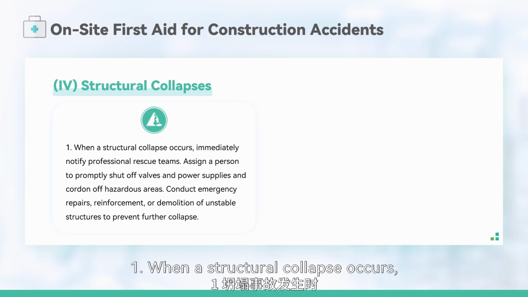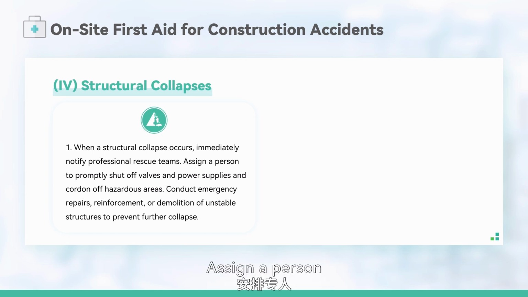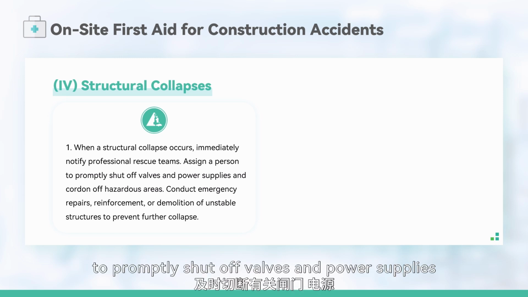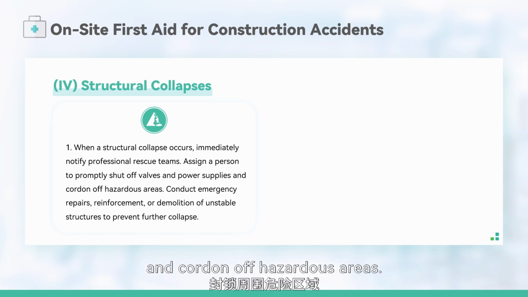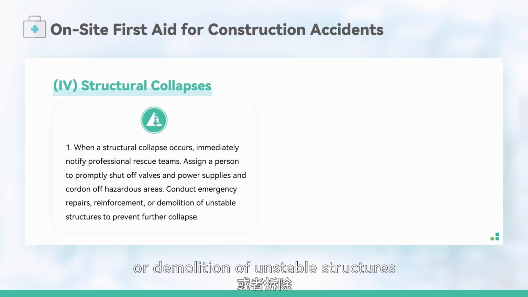1. When a structural collapse occurs, immediately notify professional rescue teams. Assign a person to promptly shut off valves and power supplies and cordon off hazardous areas. Conduct emergency repairs, reinforcement, or demolition of unstable structures to prevent further collapse.